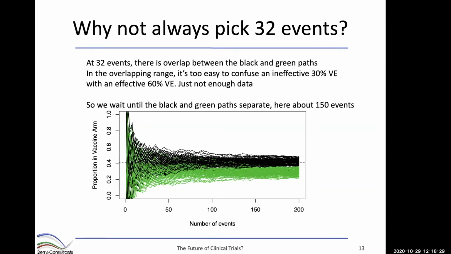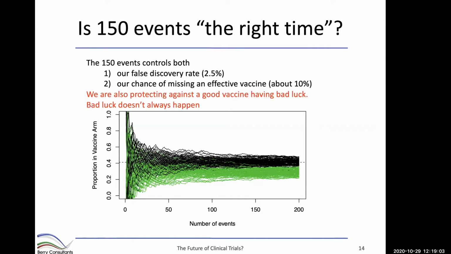And so one of the reasons that we wouldn't just pick, say, 32 events, so Pfizer has a look at 32 events in their protocol, but the reason that the trial doesn't just end there is that with this overlap, if the data's in this region, I can't tell you if the vaccine works or not. The vaccines that don't work might be here, the vaccines that do work might be here. So this is too much overlap. So why do we actually pick 150?